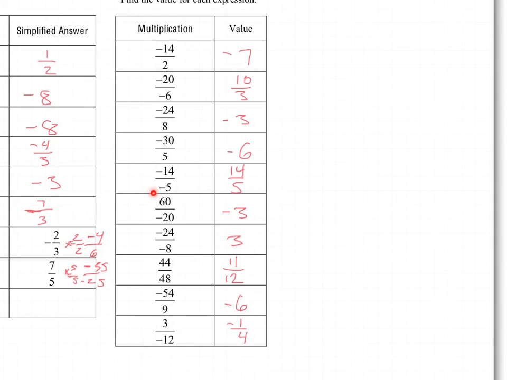Over here on these, the only one I really want to highlight more than anything is this one. We had a negative divided by a negative, which could not be simplified as a fraction, but when we look at the negative divided by a negative, we know that's going to make a positive, so that actually simplifies our result just a little bit more.